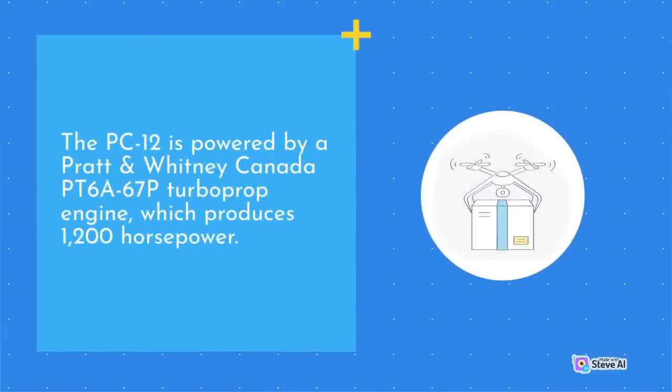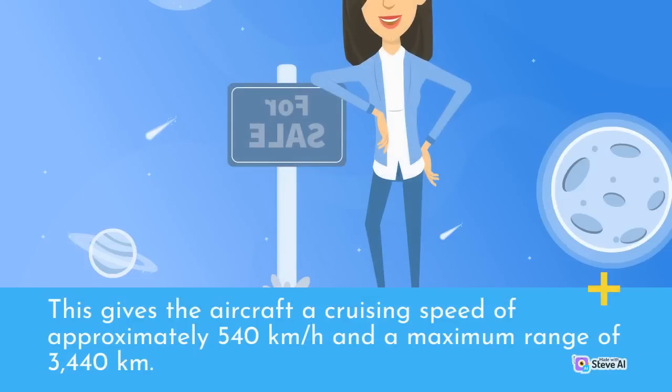The PC-12 is powered by a Pratt & Whitney Canada PT6 A67P turboprop engine, which produces 1,200 horsepower. This gives the aircraft a cruising speed of approximately 540 kilometers per hour and a maximum range of 3,440 kilometers.